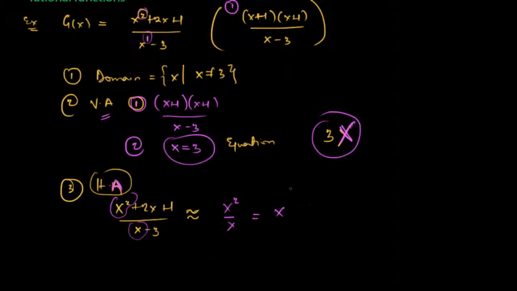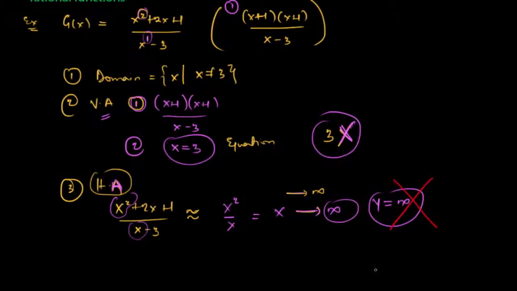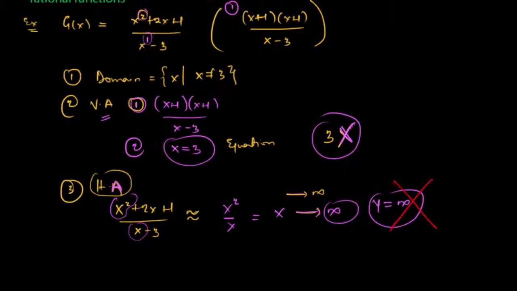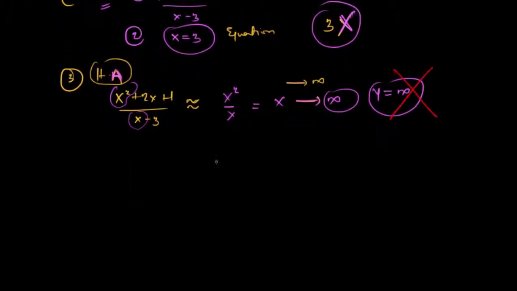Now as x tends to infinity, this number here also tends to infinity. But it doesn't make sense to have y equals infinity as a horizontal asymptote. So this does not make sense. How then is the best way to handle a situation like this? I'm going to show you that. Now, to explain how to find the horizontal asymptote, let's just have a very quick review of how to do long division.